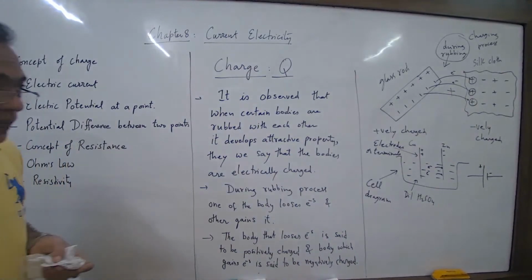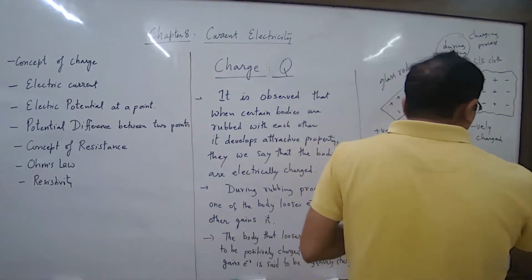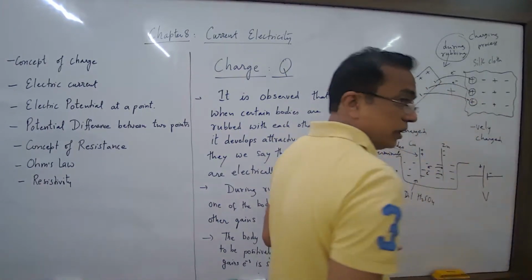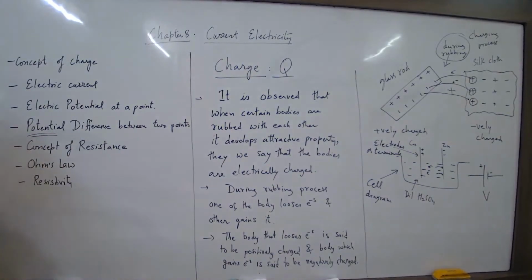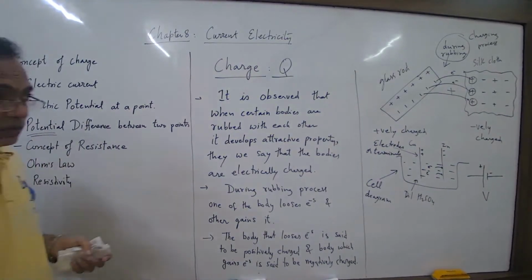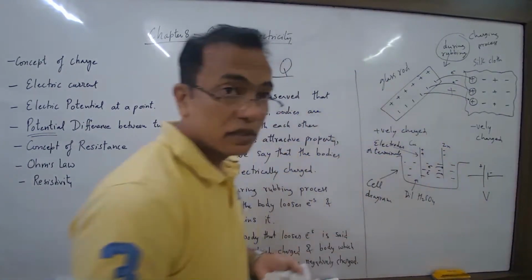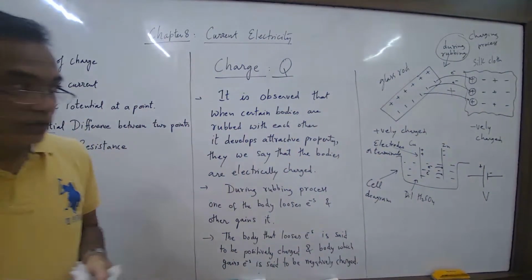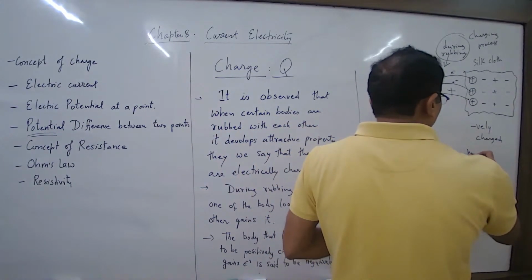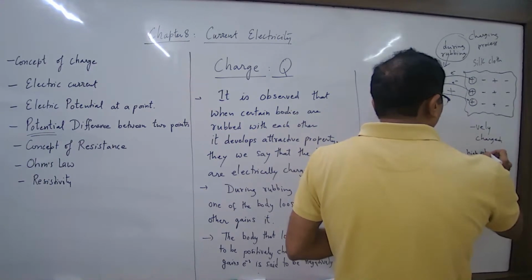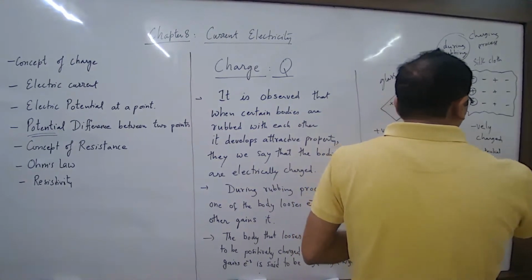So now you understand, at the cell terminals there is a difference in the nature of charges which are deposited. So this difference is denoted by the letter V, which is called potential difference. Okay. So the difference in the charges over the terminals of the cell is called potential difference. So positive is called high potential, and negative is called low potential.